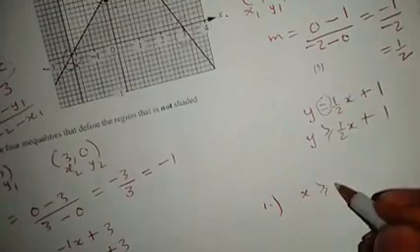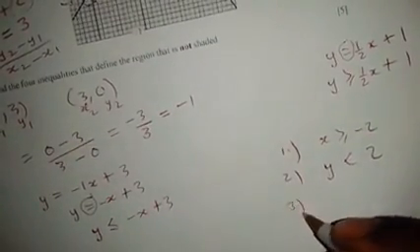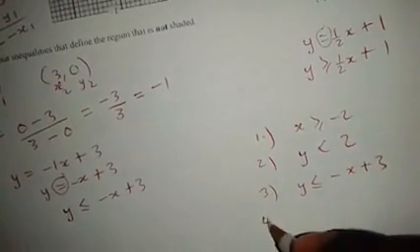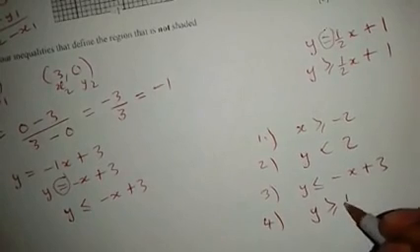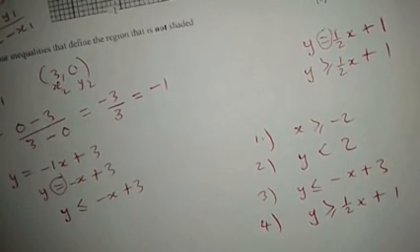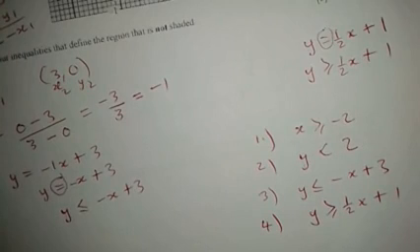So the first inequality that we have got is x is greater than or equal to minus 2. Then inequality number 2 was y less than 2. Inequality number 3 was y less than or equal to minus x plus 3. Then the last inequality was y greater than or equal to half x plus 1. Then you are home and dry. I hope you are enjoying the lesson, class. Let us proceed to the next question.